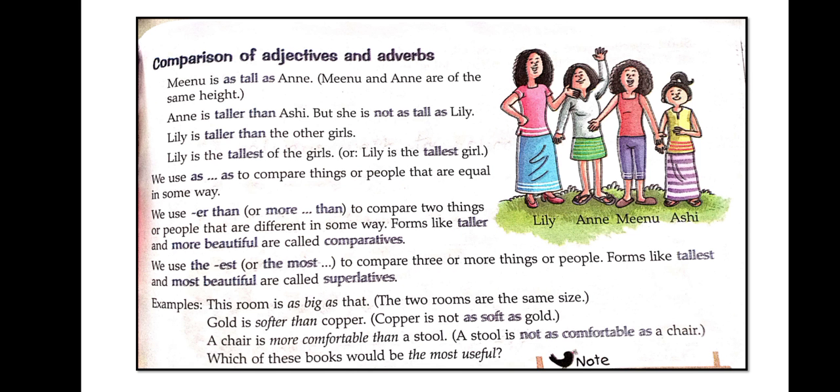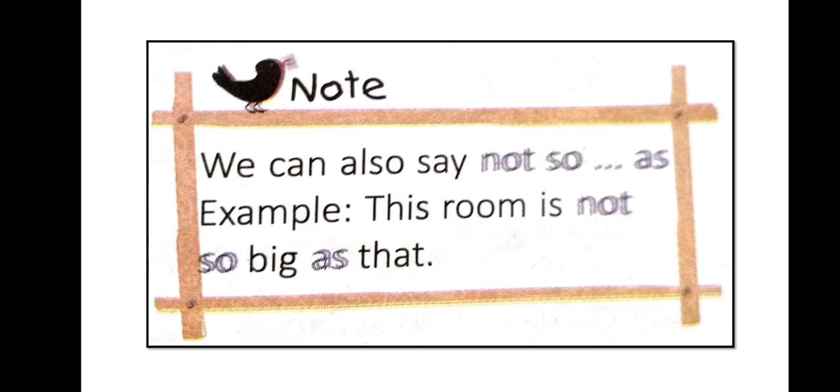Now here we have examples that I will read for you. This room is as big as that. Gold is softer than copper. A chair is more comfortable than a stool. Which of these books would be the most useful? Now here we have a note. We can also say not so as. For example, this room is not so big as that. So this way also we can use not so as.